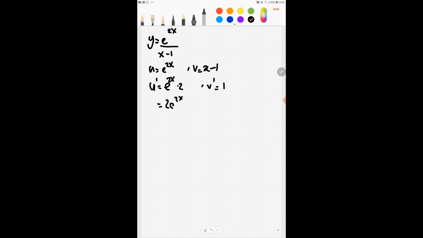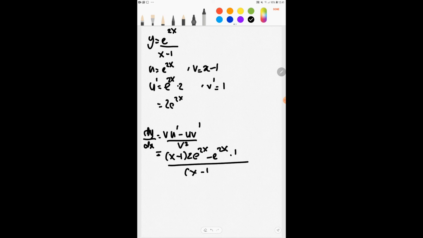Now we find the dy/dx. Since the question is in the form of the quotient rule, the dy/dx should follow the formula for the quotient rule. So we have (v u prime minus u v prime) divided by v squared. If we substitute the values, we get x minus 1 multiplied with 2e^(2x), minus e^(2x) times 1, divided by x minus 1 squared.